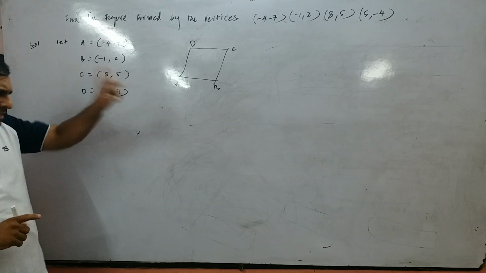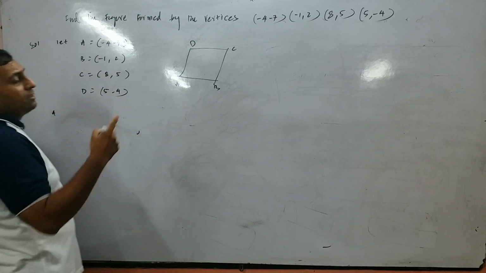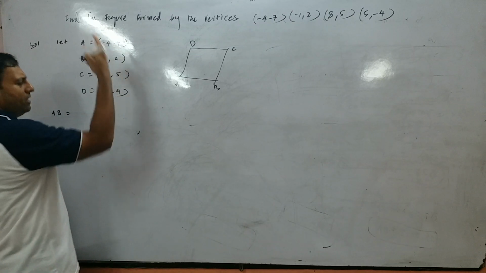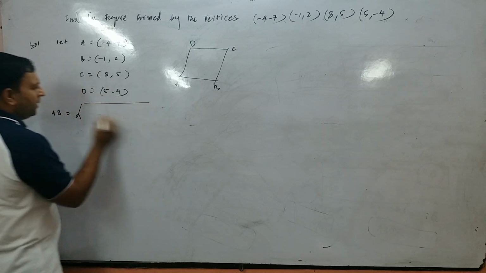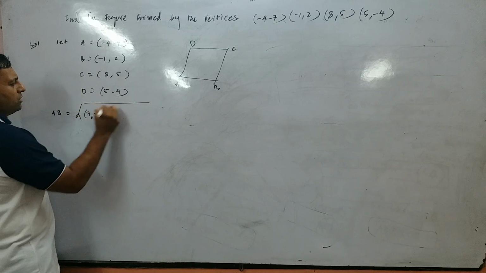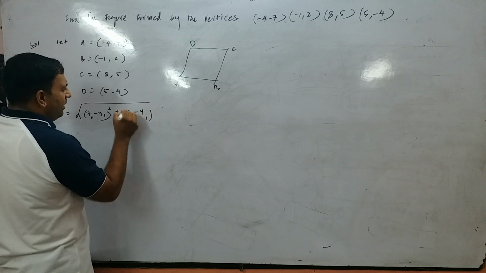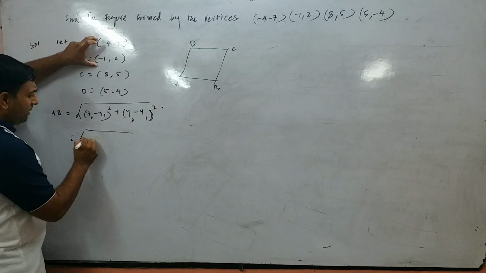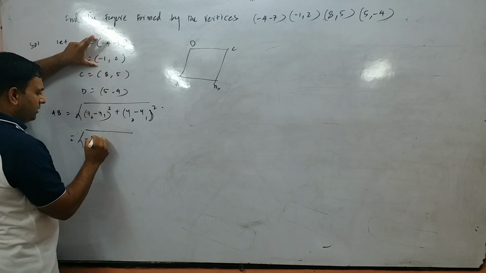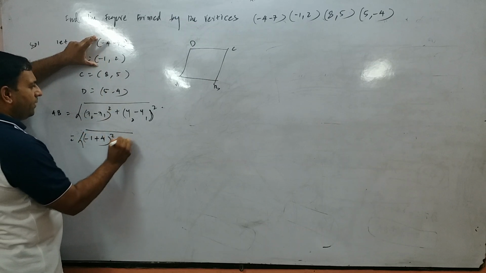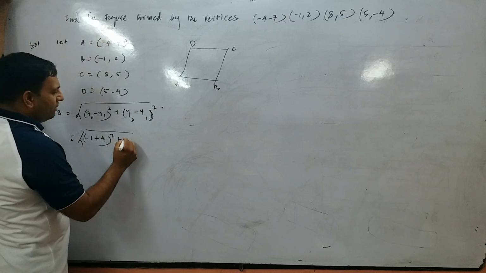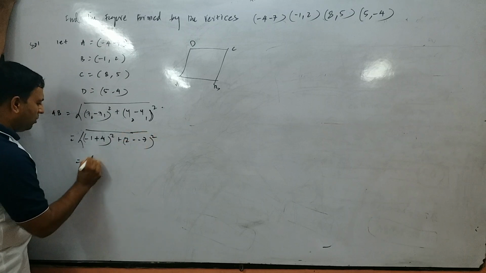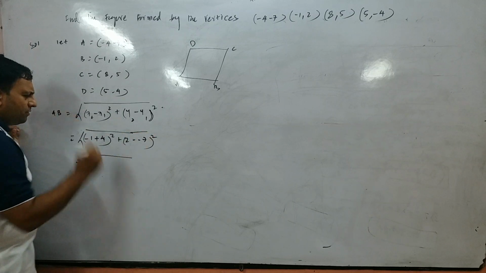So first is distance AB. We know that we are supposed to find 6 distances. What is distance AB? You know the distance formula: under root of (x2 minus x1) whole square plus (y2 minus y1) whole square. In the previous video, we have dealt with this. So (-1 + 4) whole square plus (-2 + 7) whole square is equal to under root of, what is minus 1 plus 4?